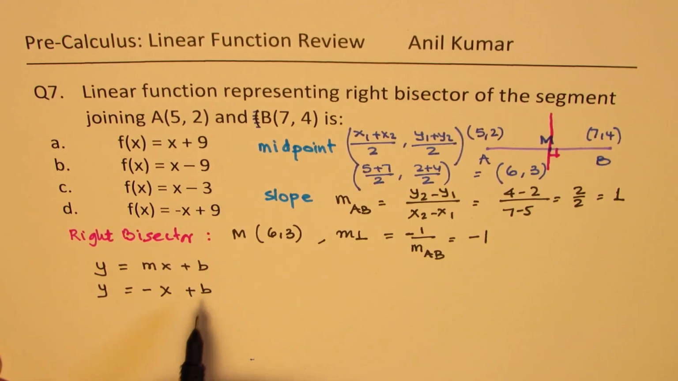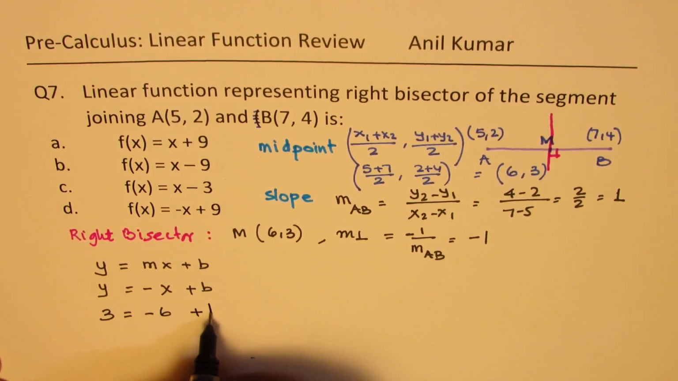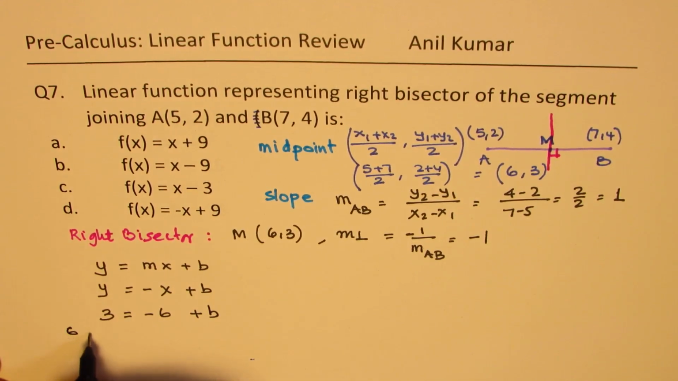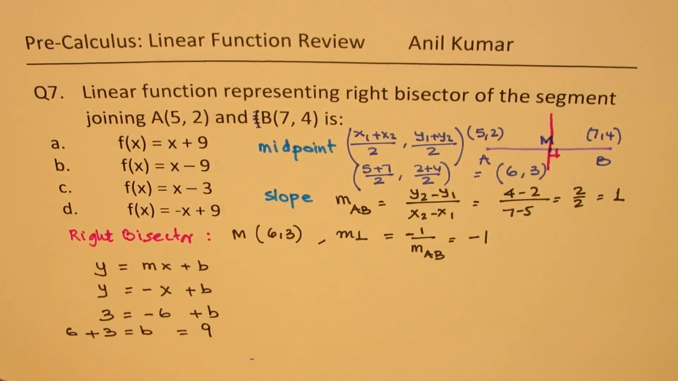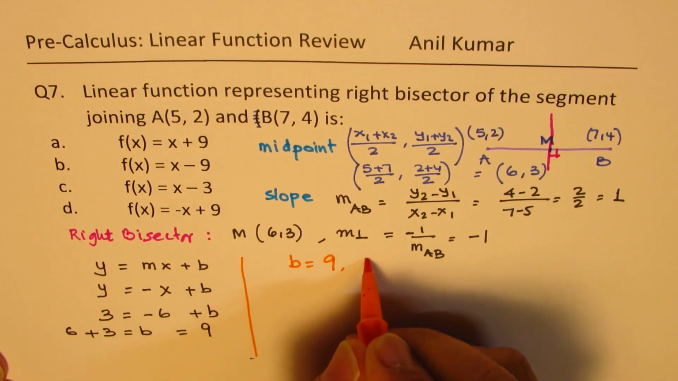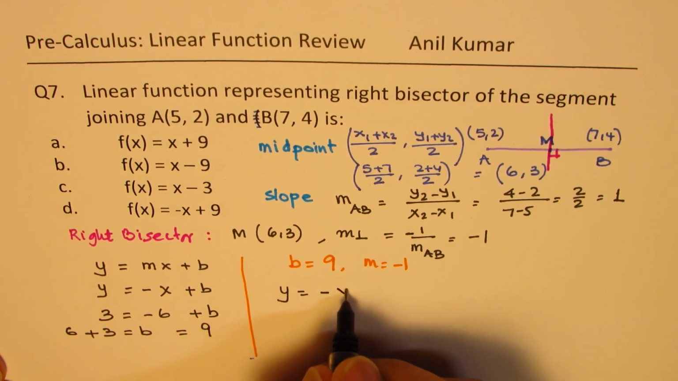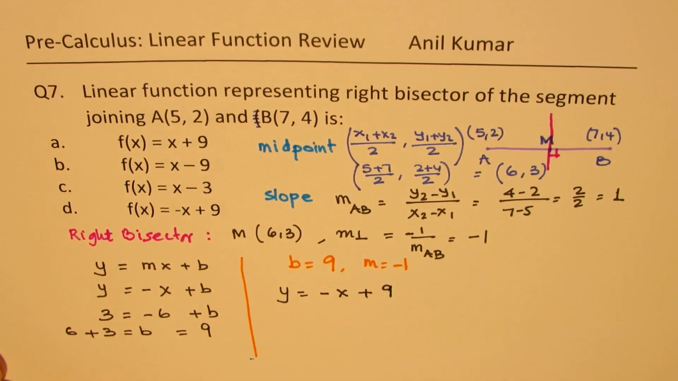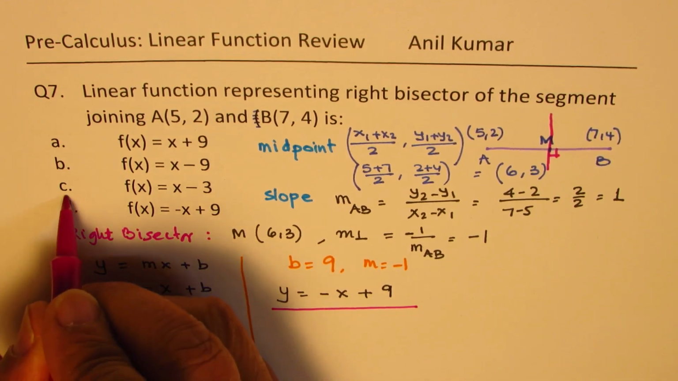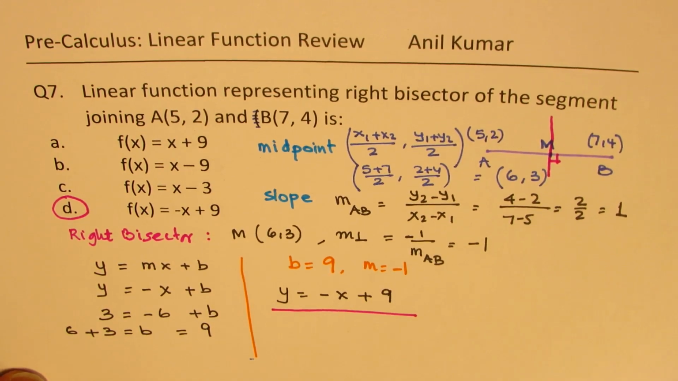To find the value of b, we are going to use the midpoint (6, 3). 3 is the y value, equals minus 6 plus b. Taking b to the left side, we get 6 plus 3 equals b, which is 9, right? So we get the y-intercept of the right bisector as 9. Now we know that b is 9 and m is minus 1. So we can write the equation as y equals minus x plus 9, correct? So that is the right equation, which is option D for us, clear? So that is how we are going to get the equation for the right bisector.